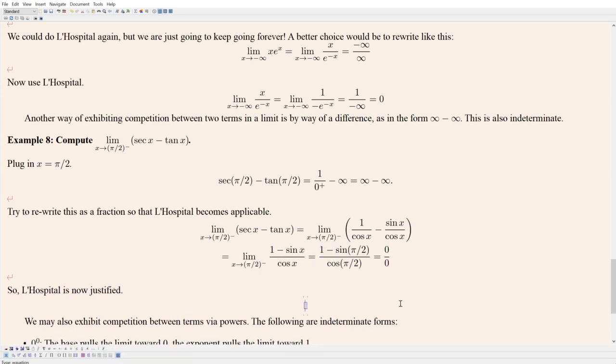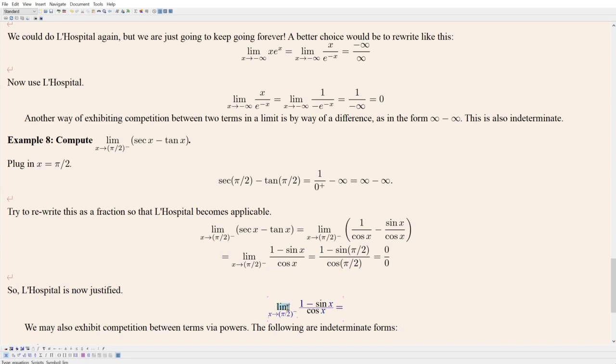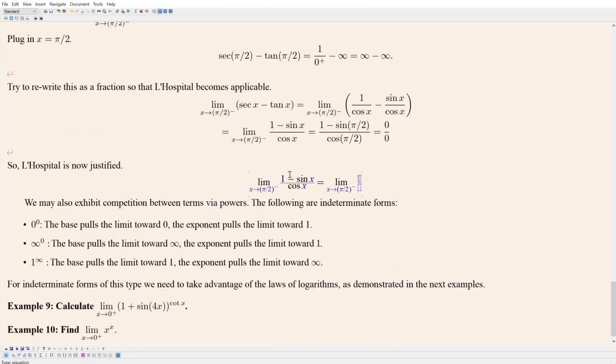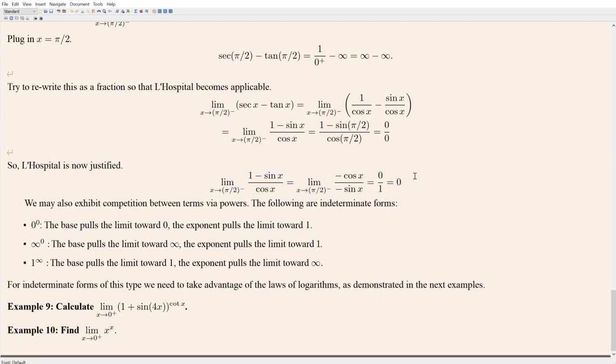So we are going to do L'Hopital on this. The derivative of 1 minus sine x: the derivative of 1 is 0, so that goes away. The derivative of sine is cosine. The derivative of cosine is minus sine. Okay, so these minuses go away. And if we plug in pi over 2, we get 0 over 1. So 0 divided by 1 is just 0. So there we go. We're done.